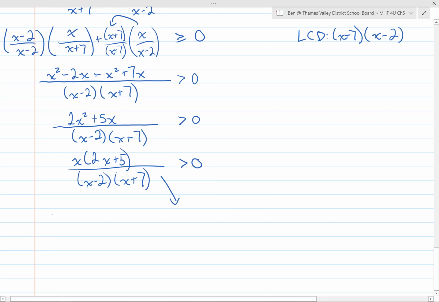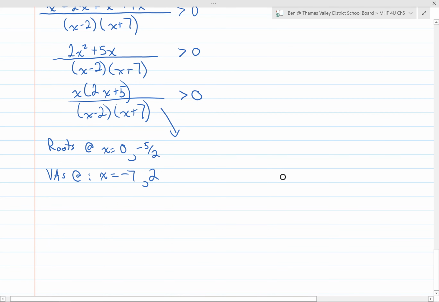Okay, so my zeros here should be at, my roots are at x equals 0 and negative 5 over 2. My vertical asymptotes are at x equals negative 7 and x equals positive 2. Fantastic. So now I'm coming up with a number line.